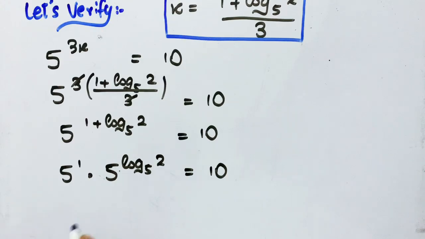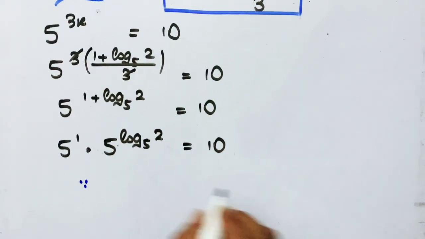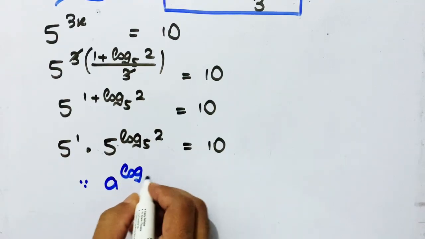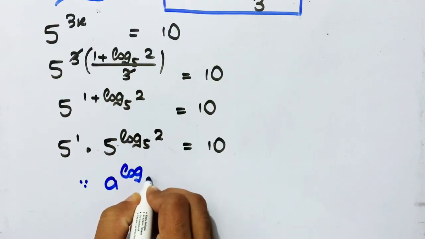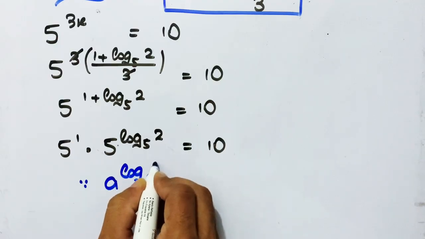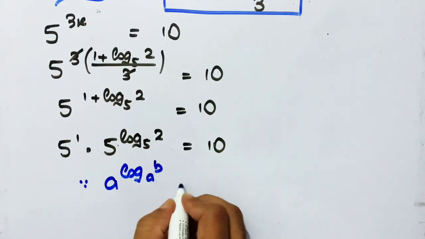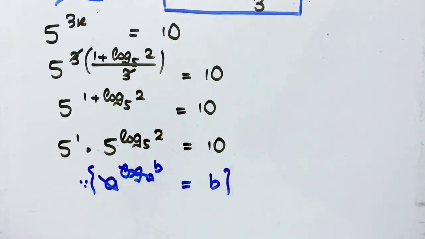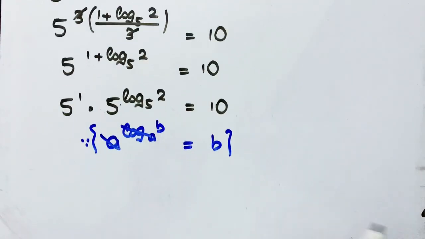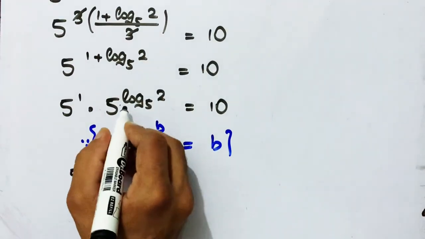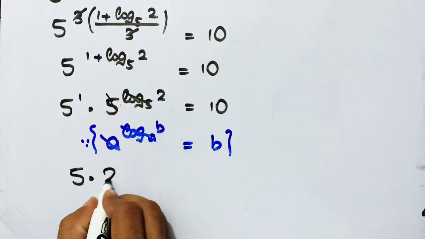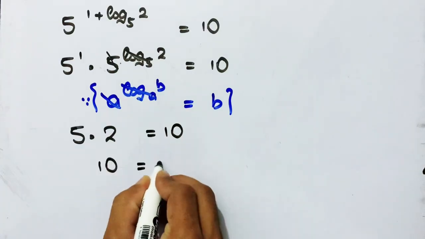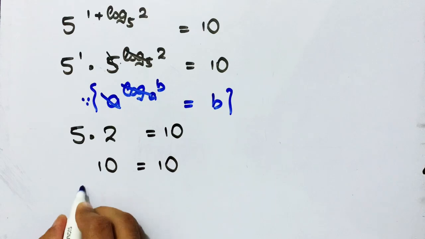As we know from the formula, when the base of the power and the base of the log are the same, they cancel each other. So this and this cancel, and 2 remains: 5 times 2 equals 10. Five 2s are 10.